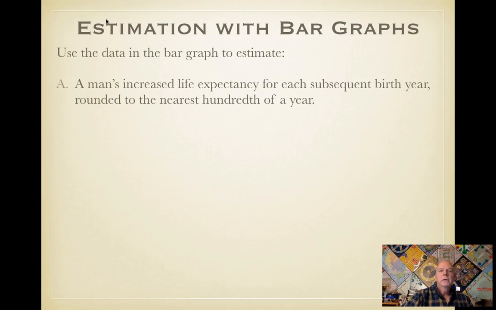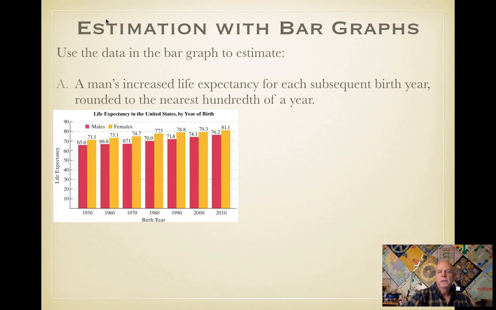All right, let's look at another example here, a bar graph estimation. It says use the data in the bar graph, and I'll pull it up in a second here, to estimate a man's increased life expectancy for each subsequent birth year, rounded to the nearest hundredth of a year. So let's see this chart.